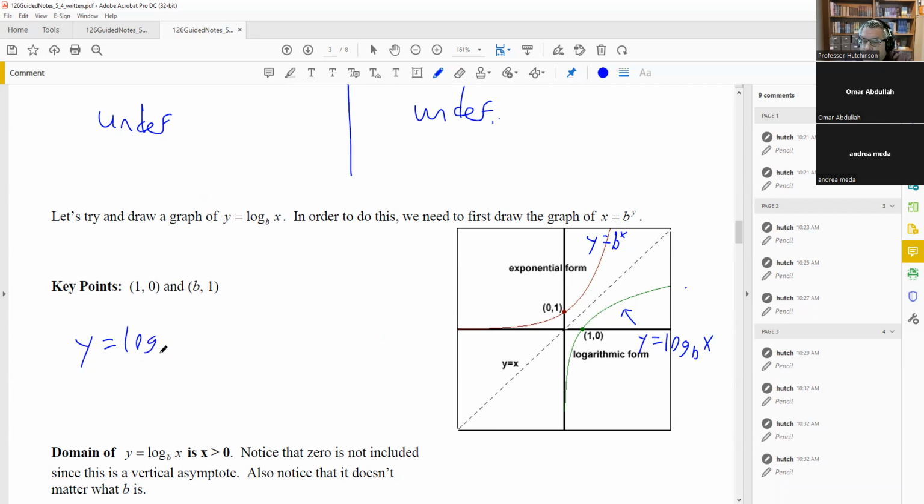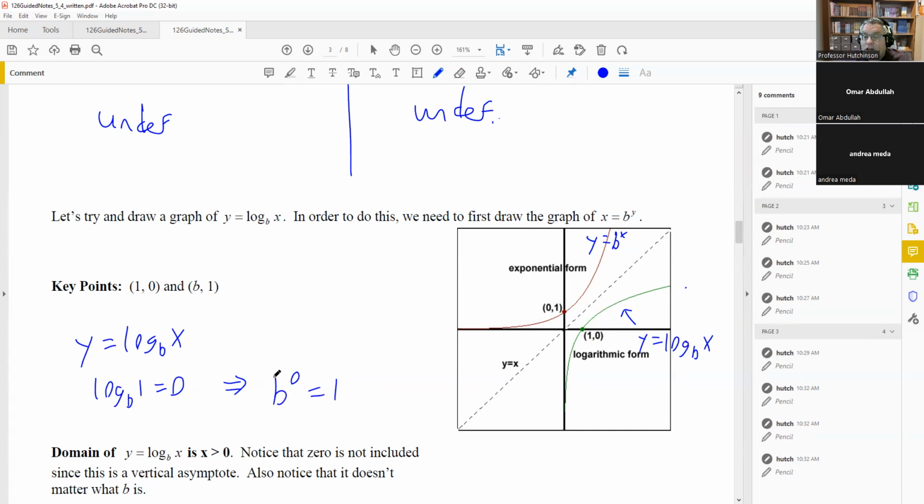Because I have the point (1, 0), that means log base b of 1 equals 0. That's a property I can get from the graph. If I put in this point (1, 0), because we see it crosses, a 1 for x and a 0 for y, we get this identity: log base b of 1 equals 0. Also, if we change the log form to exponential, we get b to the 0 equals 1. So that's where that property comes from.